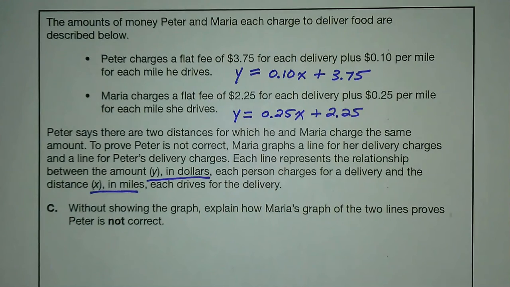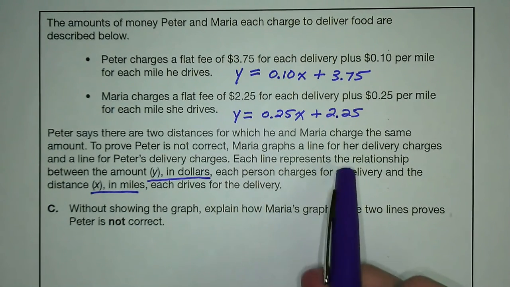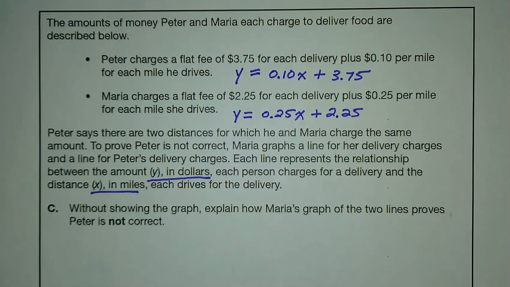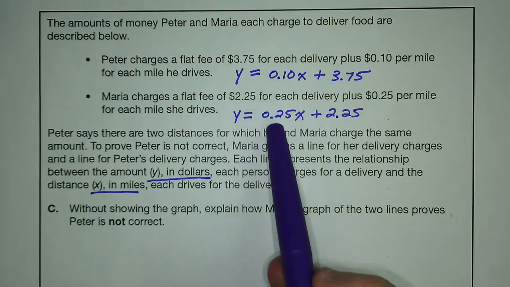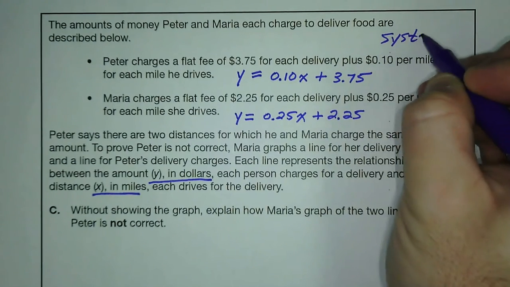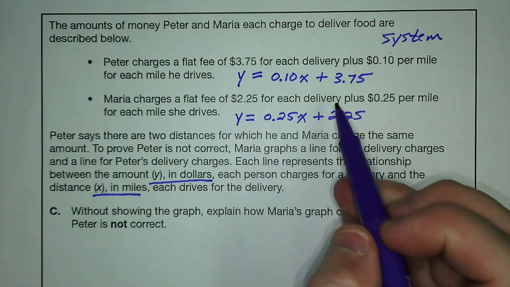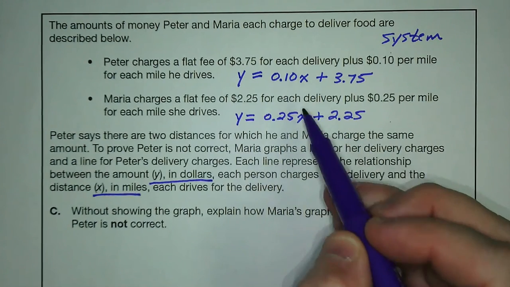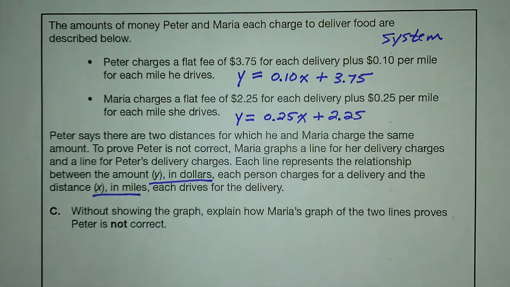So, let's say the Keystones asked you, hey, what is the number of miles that Peter and Maria would charge the same amount? You could answer that question a number of different ways. You are essentially solving a system of two equations at this point in time. You could basically just start guessing and checking. How about 1 mile? And plug it into both of these. How about 2 miles? How about 3 miles? How about 4 miles?